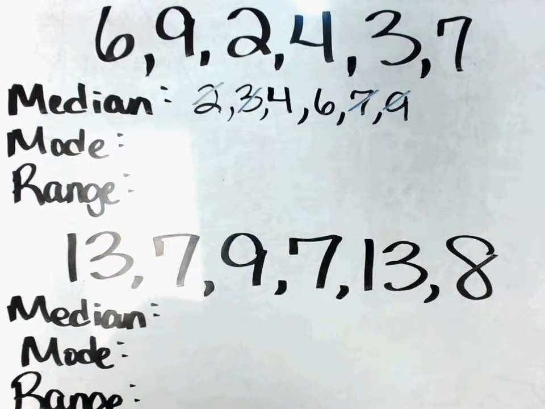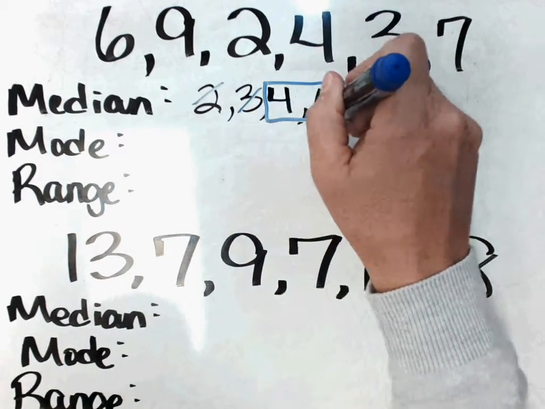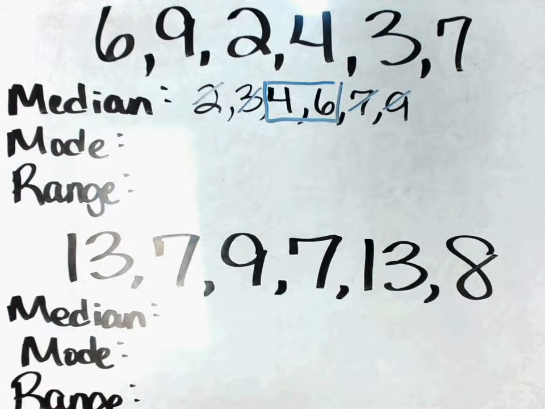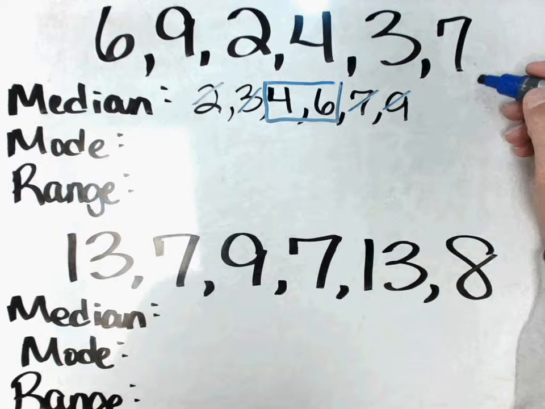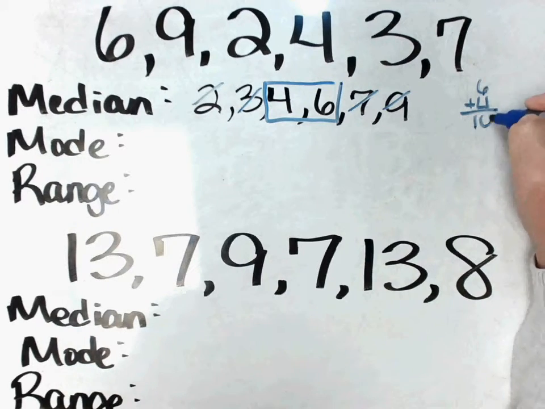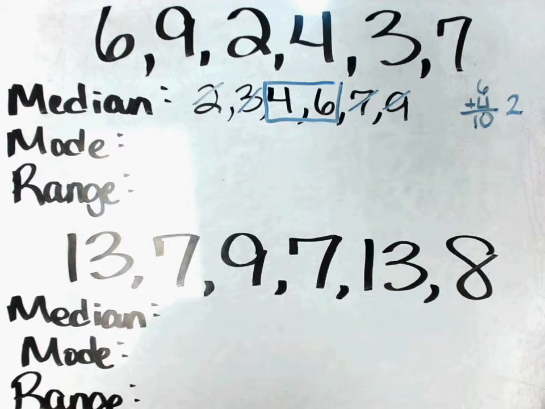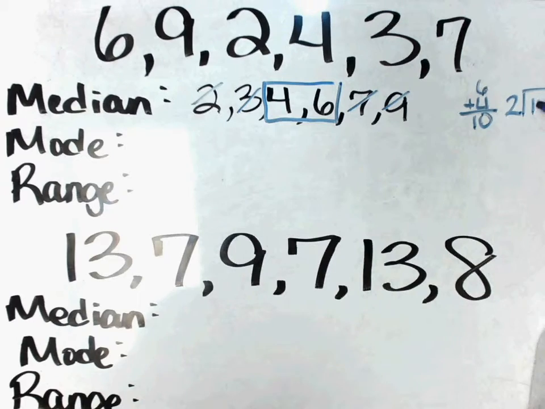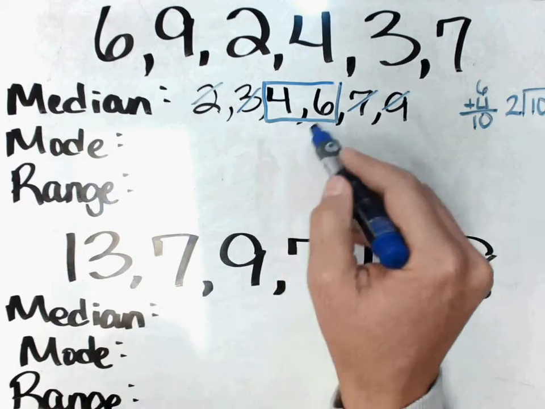Uh-oh, it looks like we have two numbers that are going to be in the middle. When you have two numbers in the middle, you have to find the number that would be exactly in the middle of them. You can do that by adding those up: 6 plus 4 is 10, and then dividing by 2. That gives you the number that's right in the middle of two numbers.